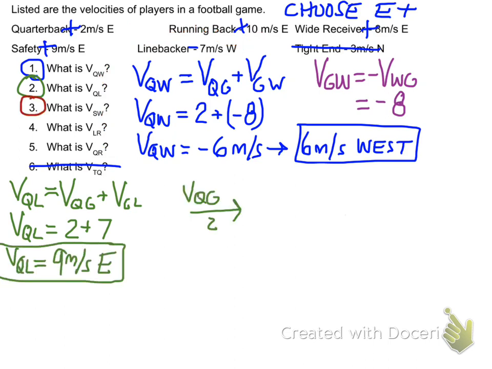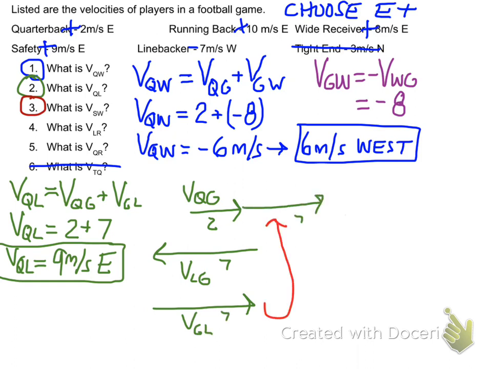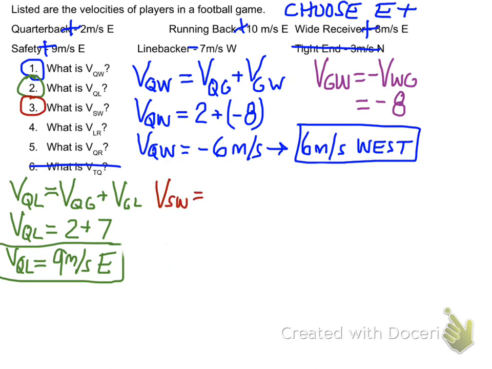Again, we can line this up with vectors. There's the quarterback to the east. Linebacker's moving to the west, but then the ground looks like it's going to the east with respect to the linebacker. Again, we slide this up, put them together like that, and we get 9, which matches what we had graphically. So we can move on to the third one here.